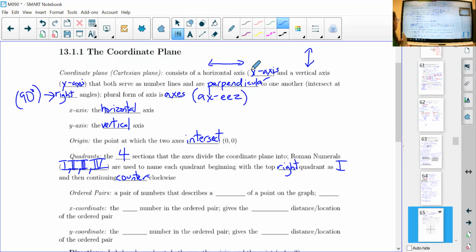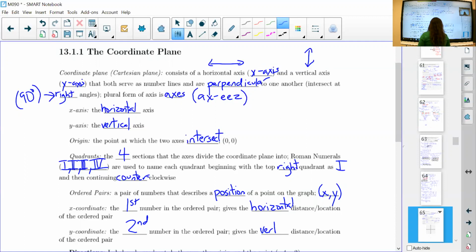Ordered pairs. That's a pair of numbers that describes the position of a point on the graph, or a location of a point on the graph. It's x comma y. The x-coordinate is the first number in the pair, and again, that's horizontal. Tells you how far it is over from the axis, and then the y-coordinate is the second number. Tells you how far it is from the x-axis, so the vertical distance.